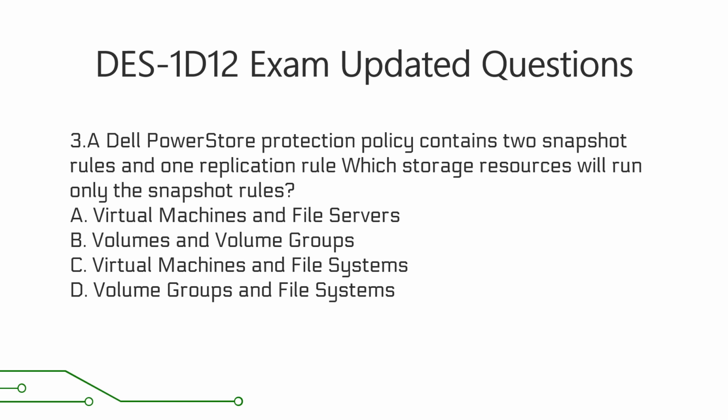3. A Dell PowerStore protection policy contains 2 snapshot rules and 1 replication rule. Which storage resources will run only the snapshot rules? A. Virtual machines and file servers. B. Volumes and volume groups. C. Virtual machines and file systems. D. Volume groups and file systems.